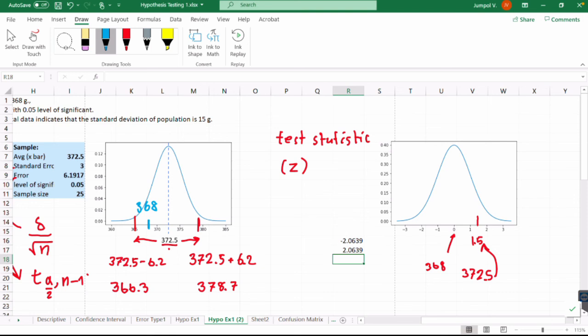So the critical values are around minus 2 and 2 here. So this is the critical region. So with this, we can conclude that our test statistic is in the acceptance region, so we accept the null hypothesis.